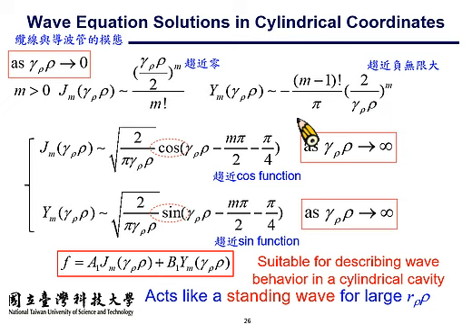On the other hand, for the Bessel function of the first kind and second kind, as rho approaches infinity, for large rho, the Bessel function of the first kind approaches a cosine function, and the Bessel function of the second kind approaches a sine function. In other words, they are kind of similar to the standing wave solution in a one-dimensional problem, right? The standing wave solution for a one-dimensional problem is hypercosine and hypersine.